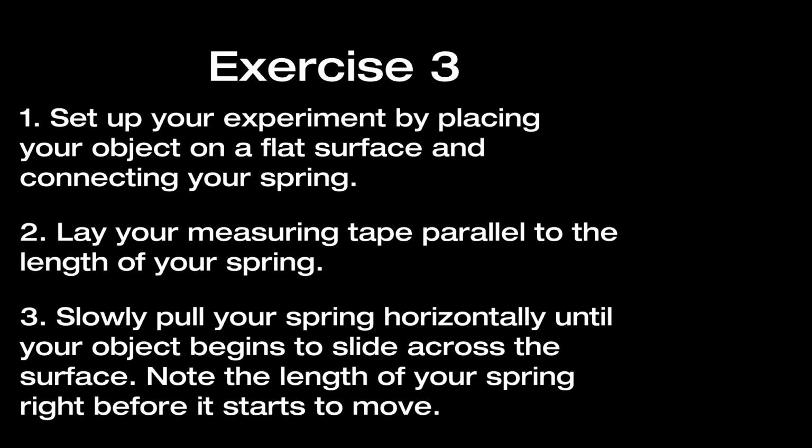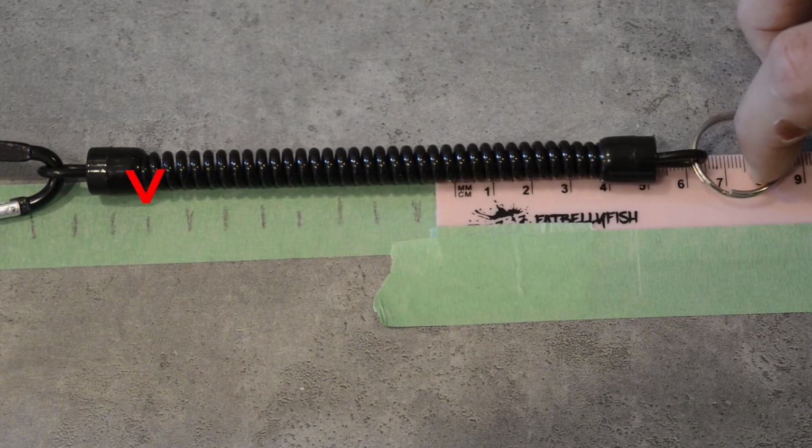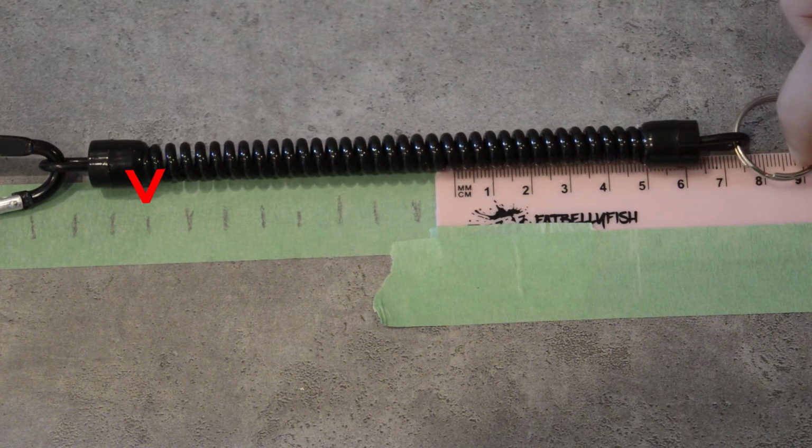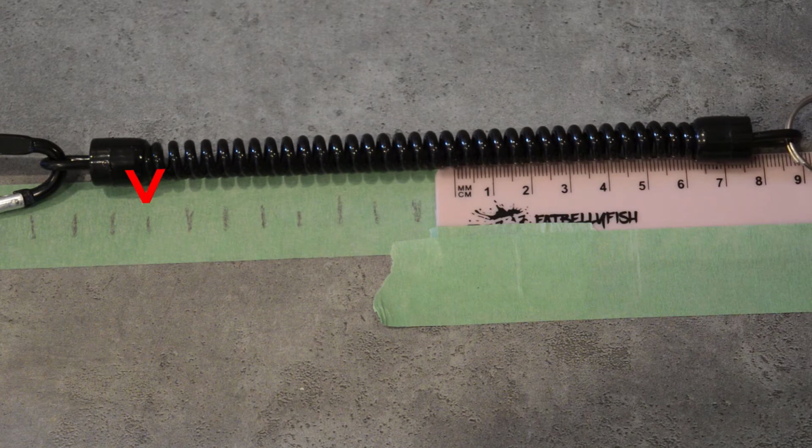Slowly pull your spring horizontally until your object begins to slide across the surface. Note the length of your spring right before it starts to move. Using this, and your spring coefficient, you should be able to measure the force of static friction.